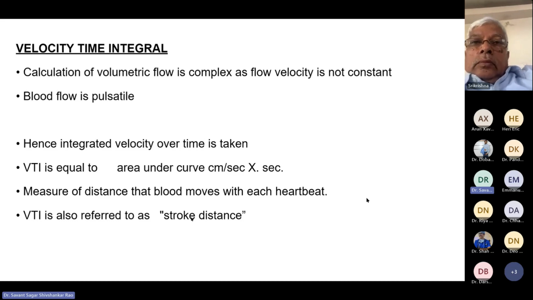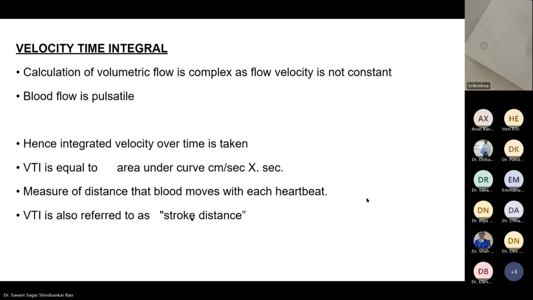Calculation of the volumetric flow is complex as flow velocity is not constant. So blood flow is pulsatile. Hence the integral of velocity over time is taken. That is VTI, which is equal to the area under the curve, in centimeters per second times the time in seconds. It is a measure of the distance that blood moves with each heartbeat. VTI is also referred to as the stroke distance.